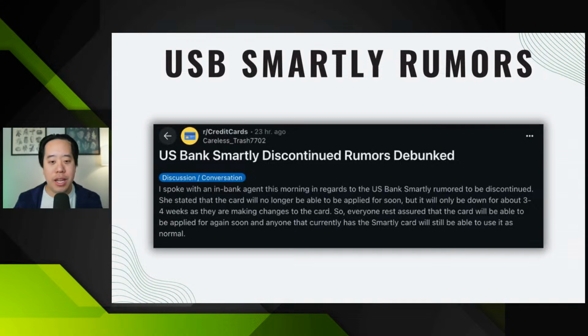And so it sounds like they're going to take away the card completely for a while in terms of applications, probably next month for about 3 to 4 weeks or so. And then they will go ahead and announce changes to the card or new revamps to it. So that is kind of what this person said, Careless Trash 7702, which is an interesting name. But it's good that we have some more data points about what's happening.